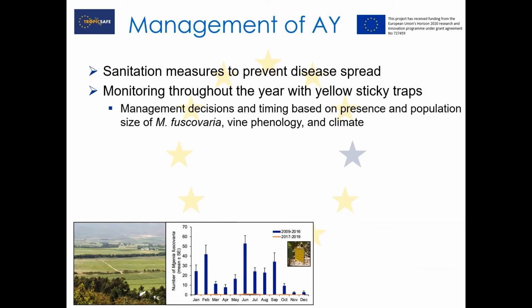Mgenia fuscovaria is active all year round. Nymphs and adults have been recorded on grapevine during the growing season and on weeds, some that are hosts of aster yellows, during the remainder of the year. The recommended strategy is therefore to monitor the leafhopper not only through the growing season but throughout the year with yellow sticky traps. Management decisions and timing should be based on the presence and population size of Mgenia fuscovaria, vine phenology and climate.